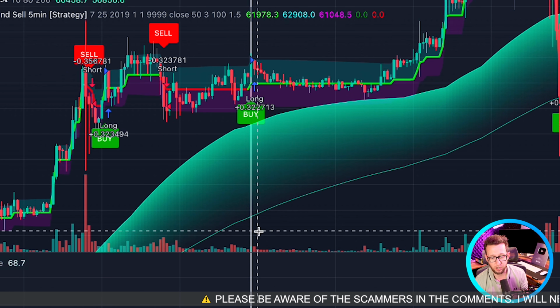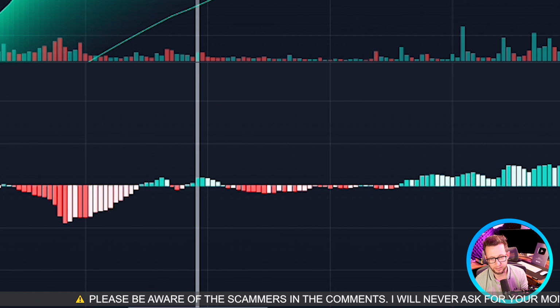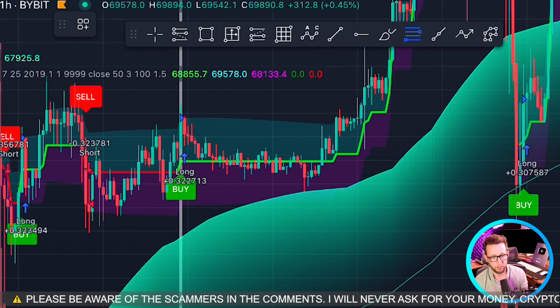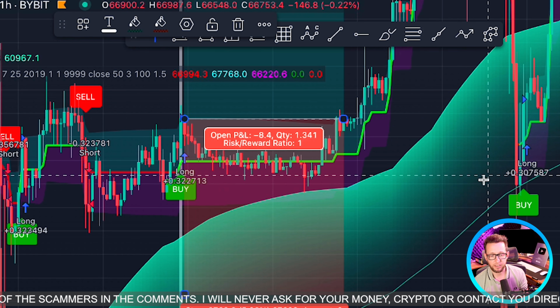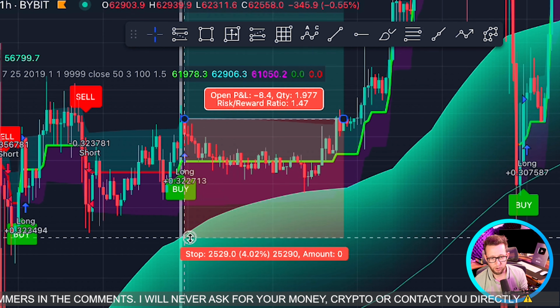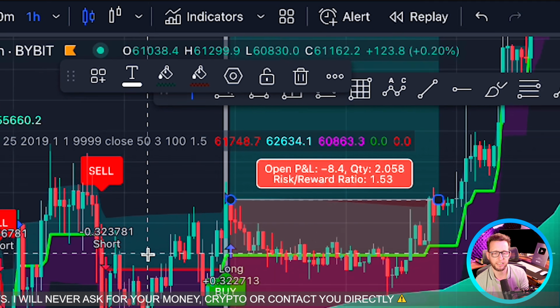And if I put a line, as you can see, we are in the green histogram of the MACD. Now we're going to set a buy order just here on this candle. And we're going to be setting our stop loss to a local low. Now, I don't like doing local lows and local highs because I'm an indicator trader.